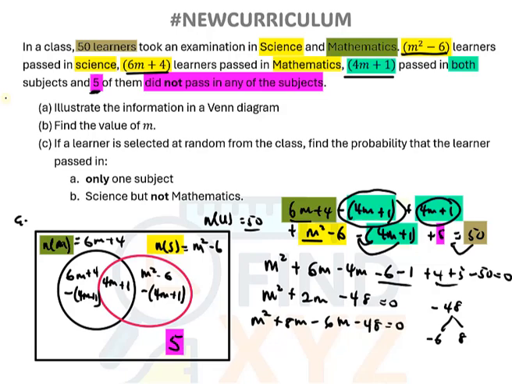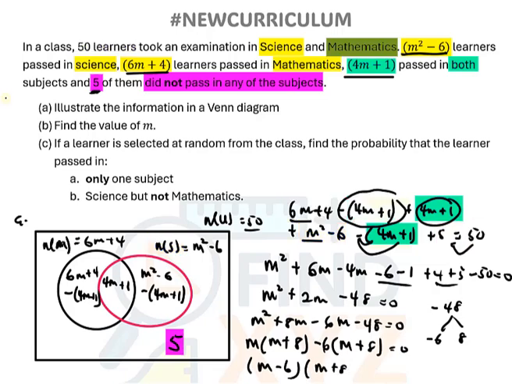Then we consider the first two terms and we can factor m out. If m is out, we are left with m plus 8. Then we can also factor negative 6 out and we are left with m plus 8 is equal to 0. So we have m minus 6 in one bracket, and we pick one of the terms in the bracket because they are all the same, which is m plus 8 is equal to 0.